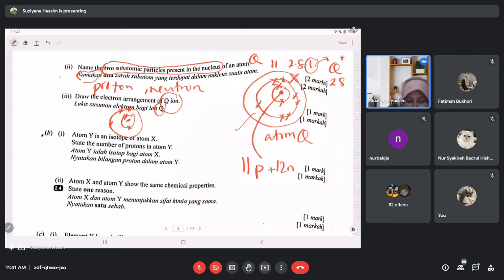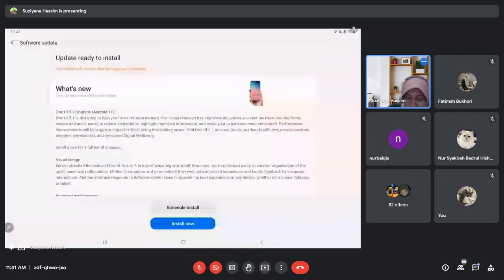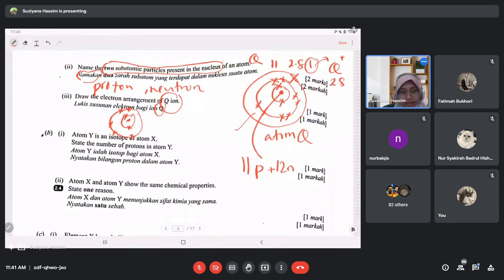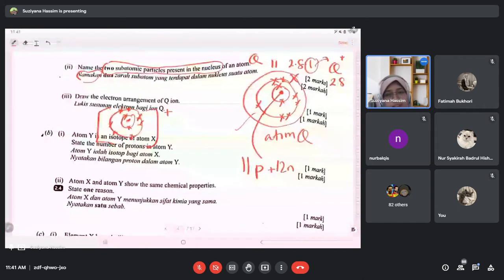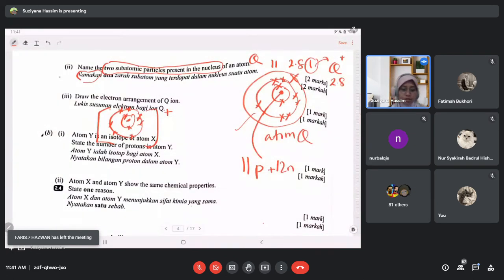1, 2, 3, 4, 5, 6. Allah, sekejap. Okay. Alright. So, bracket positive. Okay, buat positive. Bracket positive. Right, that is the draw the electron arrangement of Q ion. Okay, sayang? Alright.